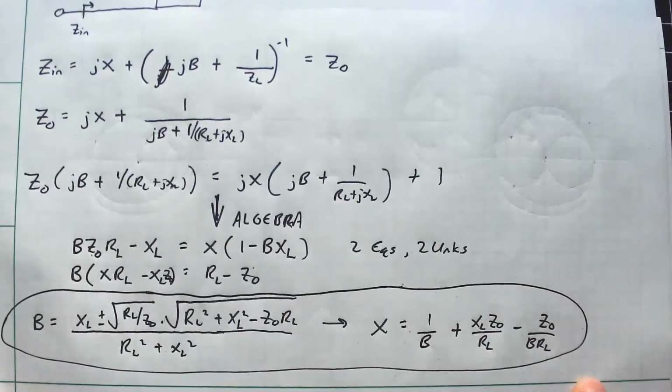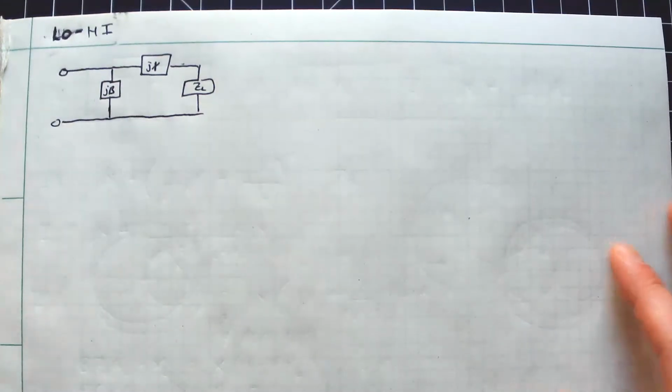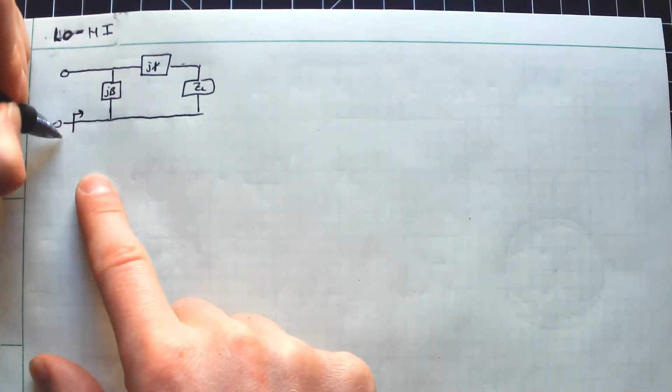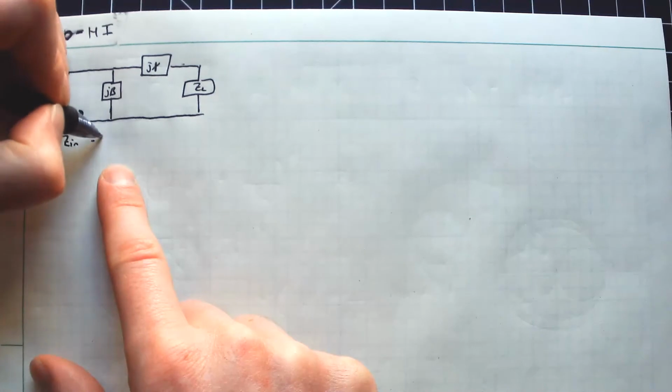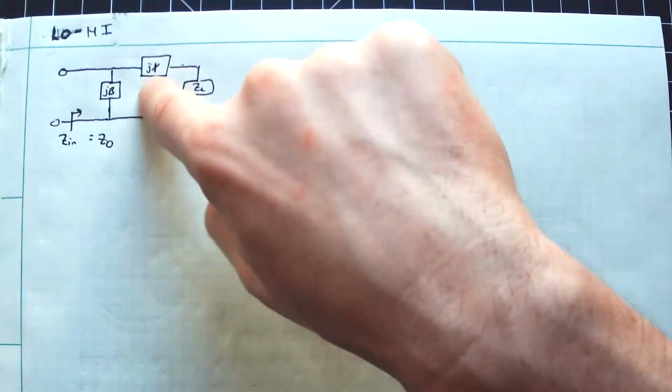Okay, so now that we're all settled on the high-low solution, let's take a look at the low-high, which I've already drawn here. Again, the argument is the same. You just calculate the equivalent input impedance here, and I want it to equal Z0. So you'll notice it's this in series with that, and then in parallel with that. And again, it's a really nasty derivation, but it's just algebra, and it can be done.